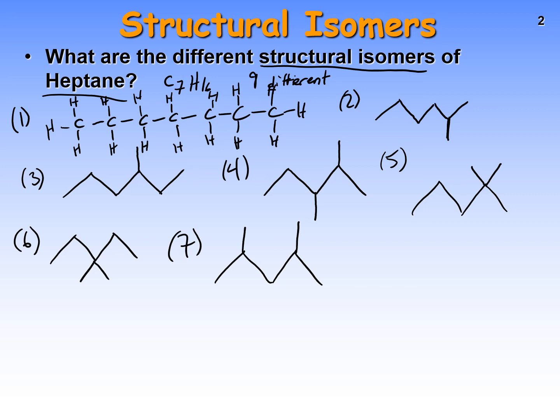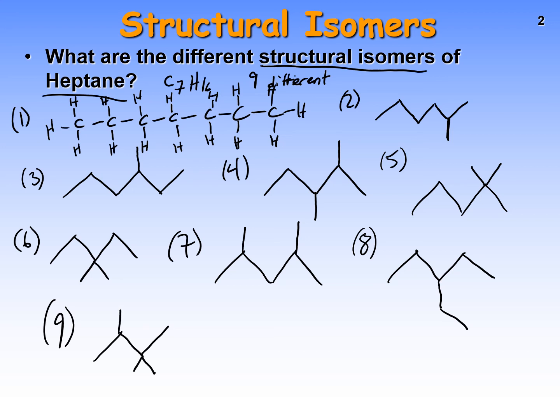I could do an 8th still with my 5 chain. Now I could do it like this, 1, 2. This still gives me 7 total. The last structural isomer is going to be cutting it down to a chain length of 4 and putting something together like this. So these are all the 9 isomers of heptane.